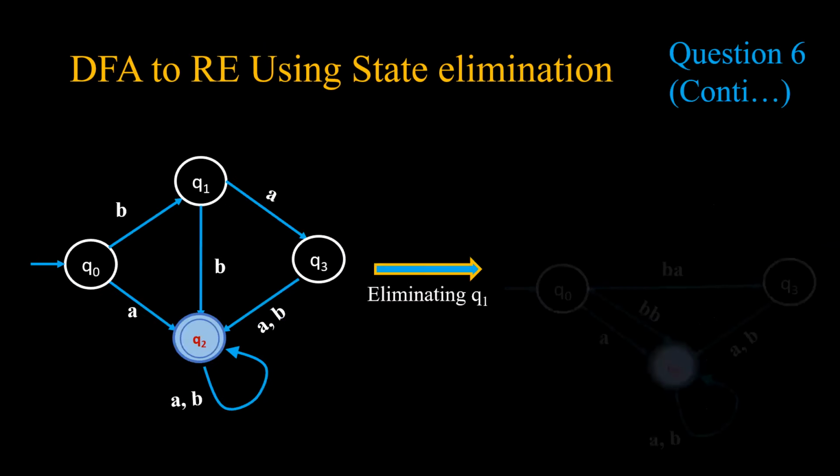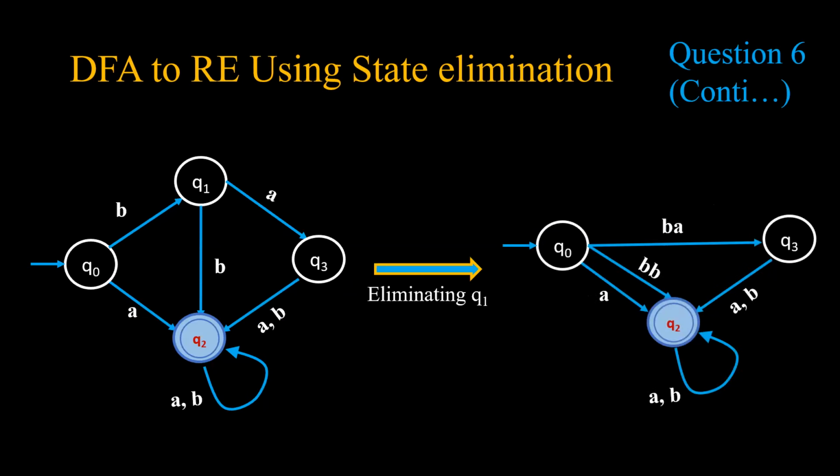So what we will do? First we will eliminate state Q1. As discussed earlier, we will have two outputs. One is from Q0 to Q2 on BB, another is Q0 to Q3 on BA. Rest everything remains the same.